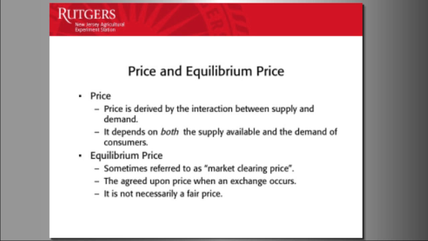So basically, price is derived from the interaction between the supply and demand, and you've probably all heard of that before. It depends on both the supply that's available and what the consumers demand or what they want. And the equilibrium price is where you end up selling that product. It's also called the market clearing price. So it's an exchange between the buyer and seller and a price that you agree on.